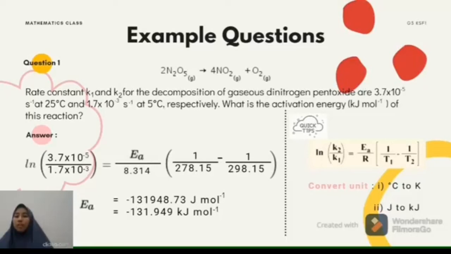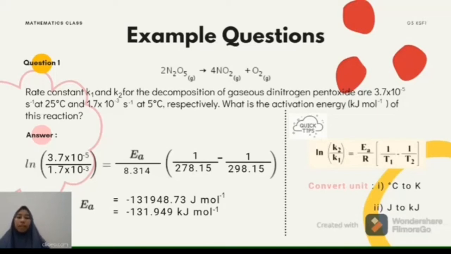But be careful: when you assume it as k1, the temperature will be T1, and when you assume k2, the temperature is T2. So what is the activation energy? Okay, we have all of the information, so we substitute in the formula of ln k2 over k1 equals Ea over R, bracket 1 over T1 minus 1 over T2, close bracket.